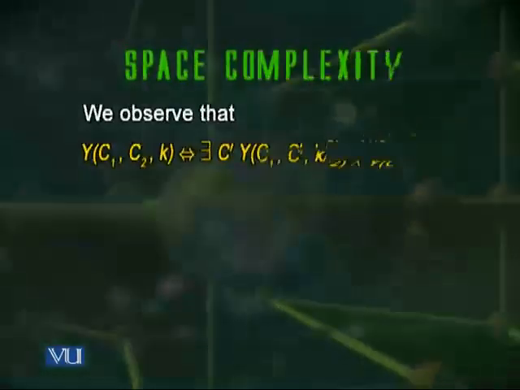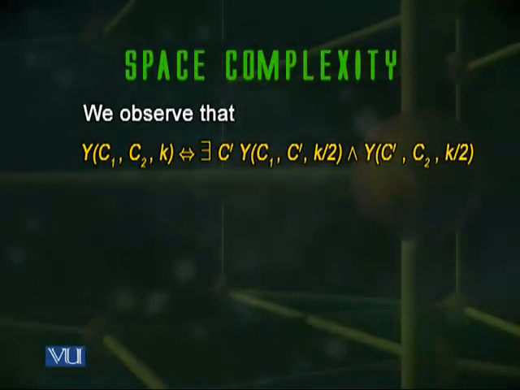That's where we learned how to express that C1 yields C2 in at most one step. The Cook-Levin theorem taught us how to do that. Now, using these two, how can we make y of C1, C2, k? Let's look at it. All that we have to observe is y of C1, C2, k is true if and only if there exists a C prime such that y of C1, C prime, k over 2 is true, and y of C prime, C2, k over 2 is true.